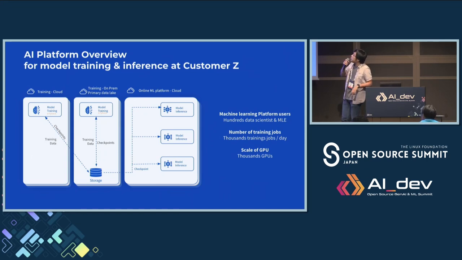Okay, so in the middle column, this is their central data lake. There's a primary data lake, it's HDFS there, but they also want to leverage the GPU resource from different regions, from different cloud providers.